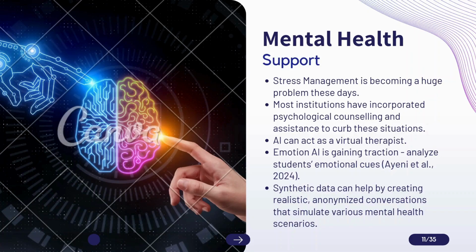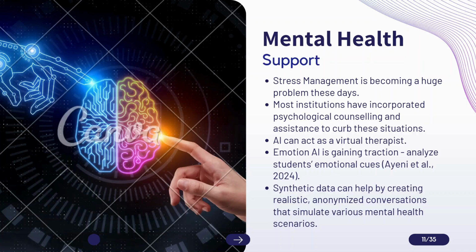The next application for students is mental health support. Stress management is becoming a huge problem these days. Most institutions have incorporated psychological counseling and assistance. While this could be of help, some students may not want to reach out due to fear or privacy concerns. Having a personal AI assistant who's available 24/7 could help students reframe their thoughts and manage their stress more effectively.